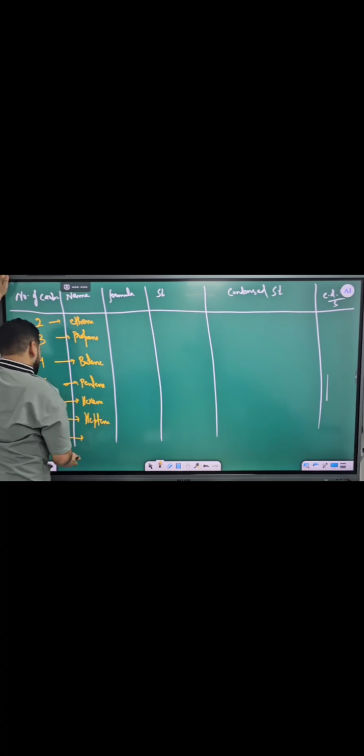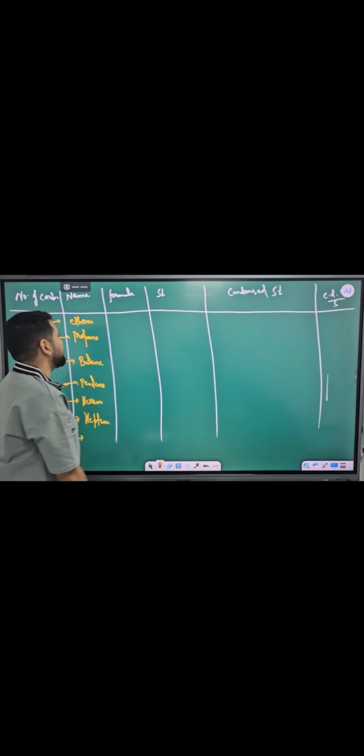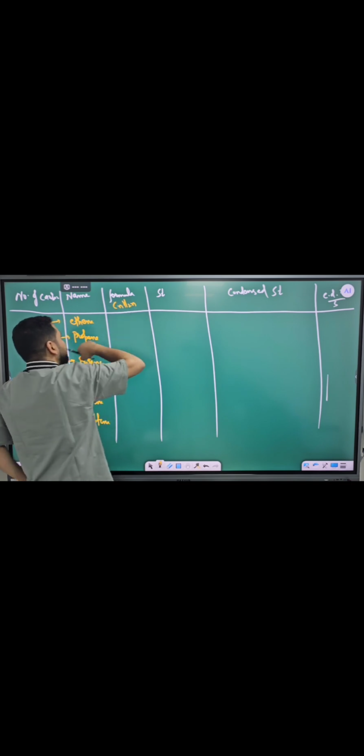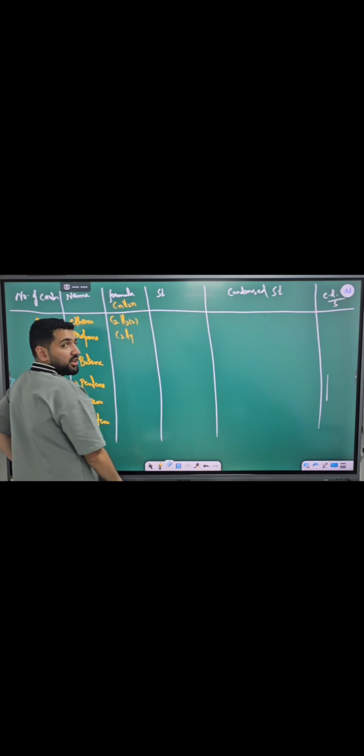This one will be octene in the same way, right? And what would be the formula? We know that the general formula is CnH2n. So what we have to do, guys? For example, ethene means 2 carbons, so C2H2, n means 2. So C2H2 plus 2 is 4. So the formula will be C2H4.